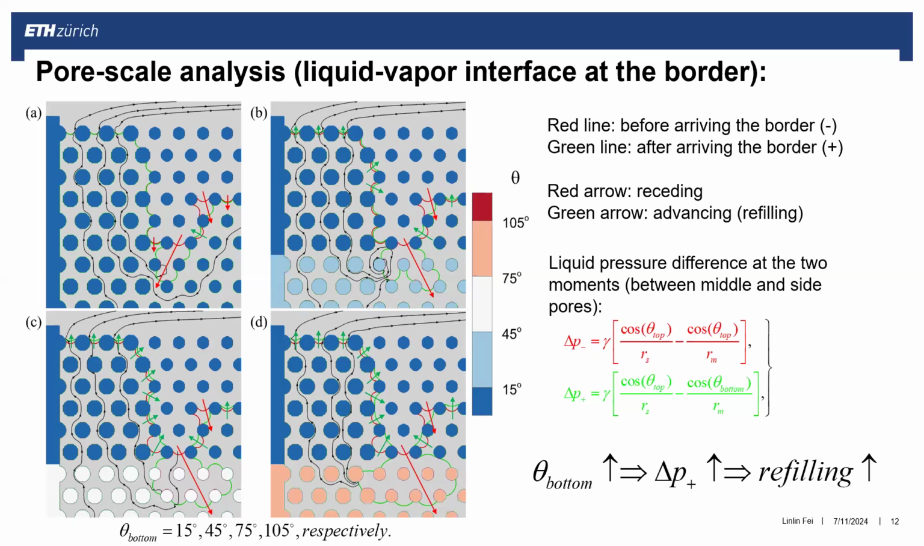If you look at the small pores on the side, actually we refill some liquid water, as shown in this green arrow. And if we have a larger bottom contact angle, this refueling is stronger and stronger. So that's why the evaporation rate is increased.